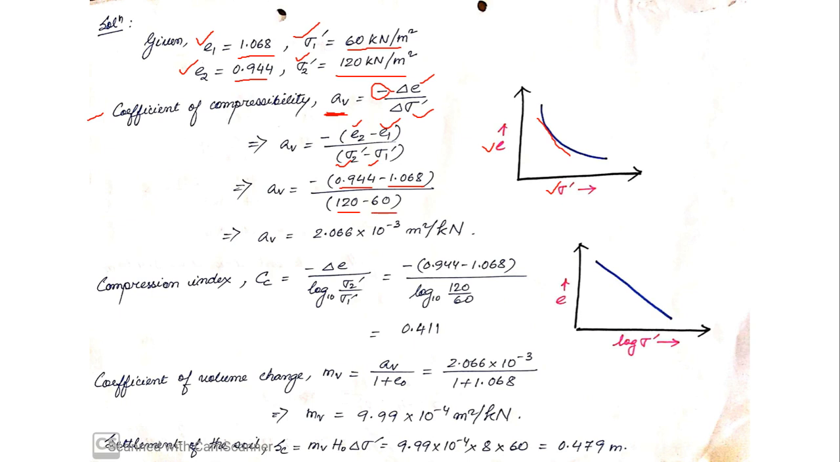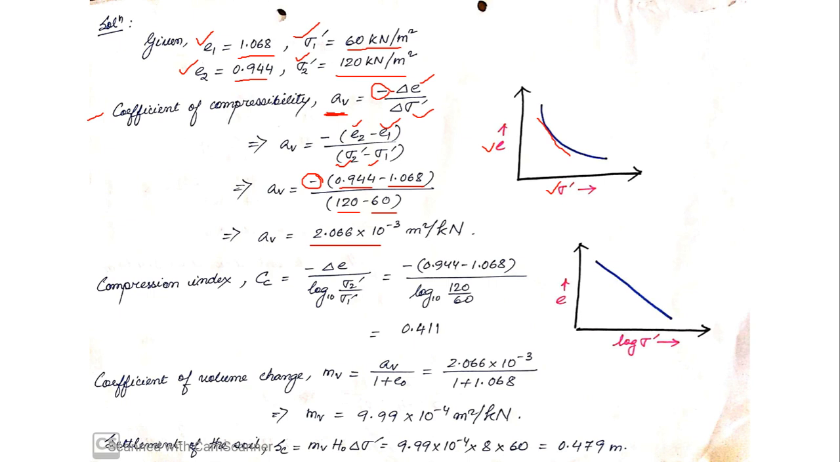Now you will find that 0.944 minus 1.068 will give you a negative value, but there is a negative sign already outside the term, right? So this negative sign will make the entire value positive, and as a result you will get the answer as 2.066 into 10 to the power minus 3.